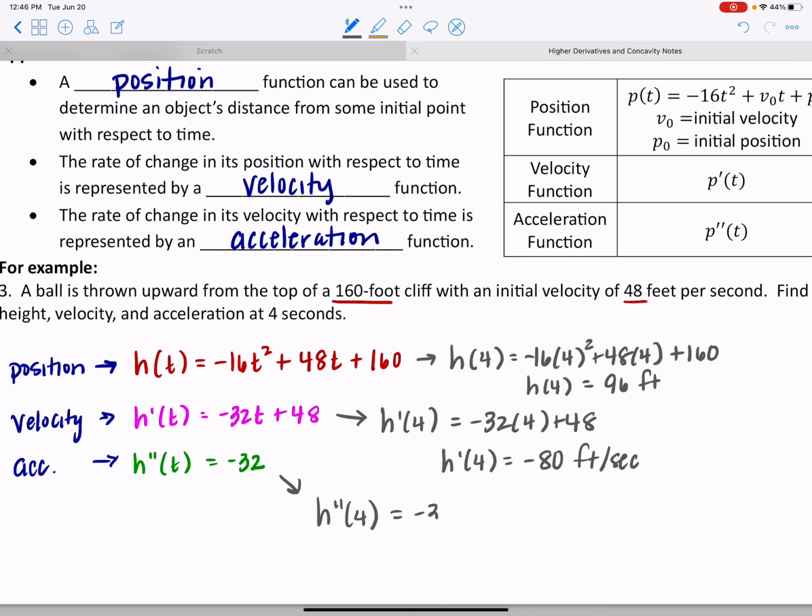And then the last one, h double prime of 4 for our acceleration at 4 seconds. Well, there isn't anywhere to plug in a t. It's just going to be a constant, -32 feet per second squared. So what does it mean for the acceleration to be negative? It means that the velocity was decreasing. So if the velocity is decreasing, acceleration is negative, that means we're slowing down. And let's go ahead and highlight. Those are the 4 answers there.